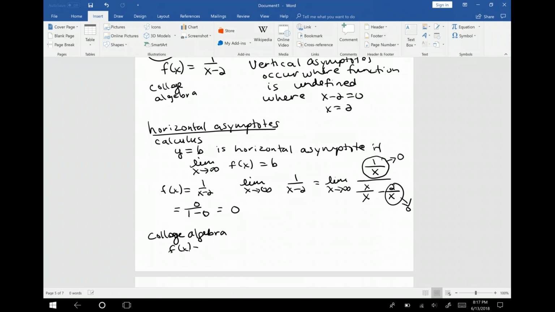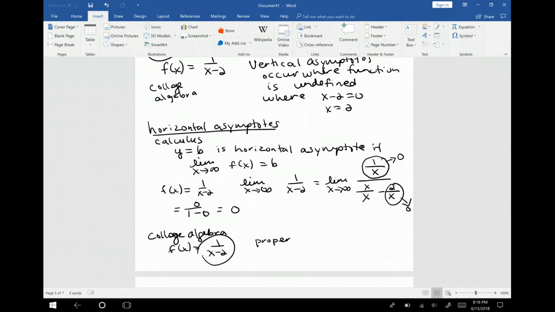If we had this function f of x is equal to 1 over, and you don't have to use this way, but we had these rules that said if this is a proper fraction, for example, like 2 divided by 3 is a proper fraction because the degree of the numerator is less than the degree of the denominator.